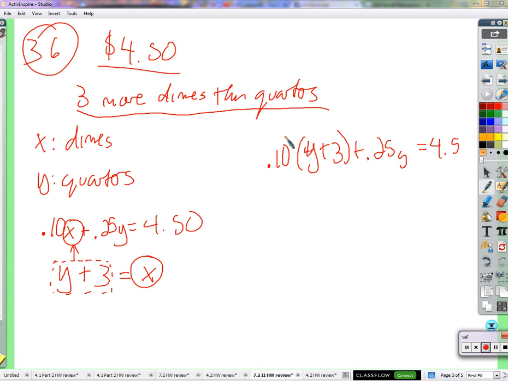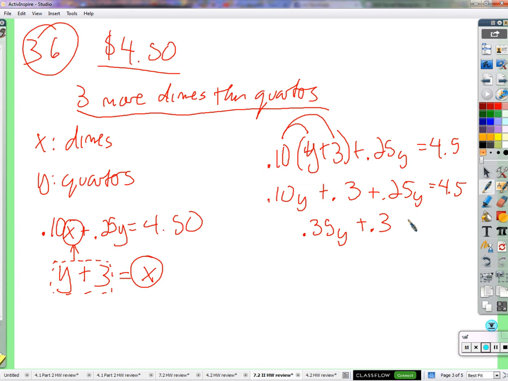Again, you can start by distributing. So if we distribute the 0.10, we get 0.10y plus 0.3 plus the 0.25y equals 4.5. 0.10y plus 0.25y are like terms, so it gives us 0.35y plus the 0.3 that we still have equals 4.5. Now what would we do to try to get y by itself here? Subtract 0.3. That gives you 4.2. Okay.